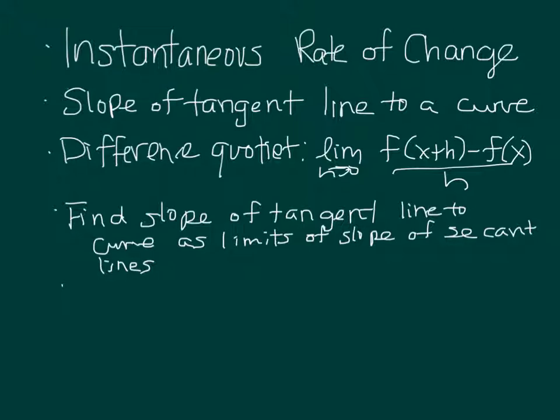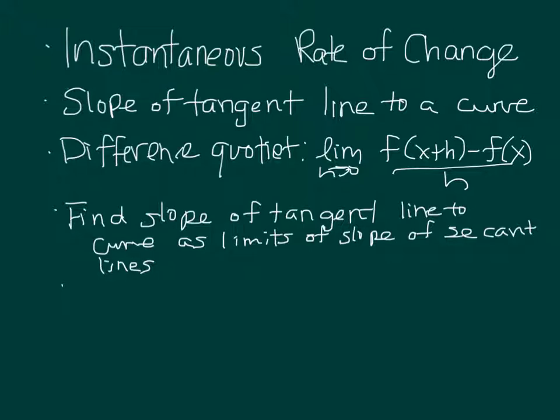So in our last chapter, we talked about how all of these titles all mean the same thing. If you're asked to find the instant rate of change at a point, or if you're asked to find the slope of a line to a curve, or you wanted to use your difference quotient, which became a very popular concept to use, f of x plus h minus f of x over h, or if you wanted to find the slope of the tangent line to the curve as limits of slope of secant lines, these are all the same things.